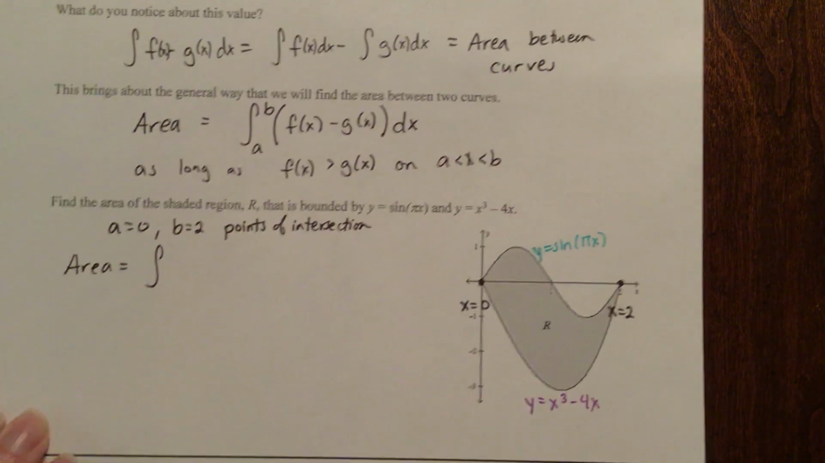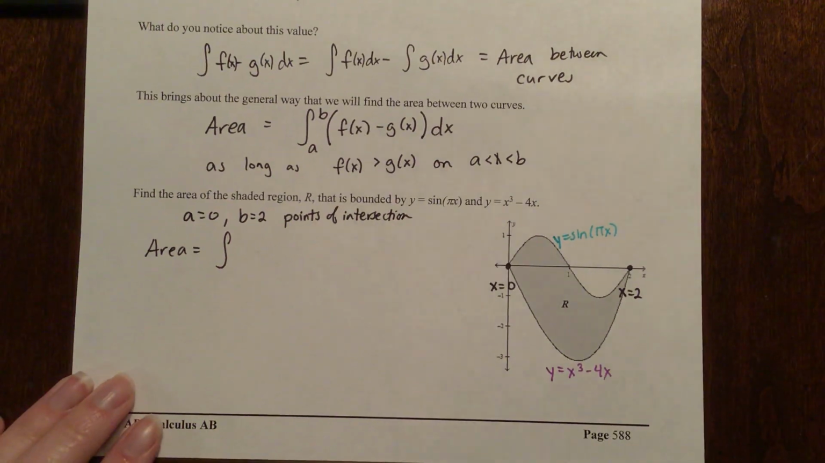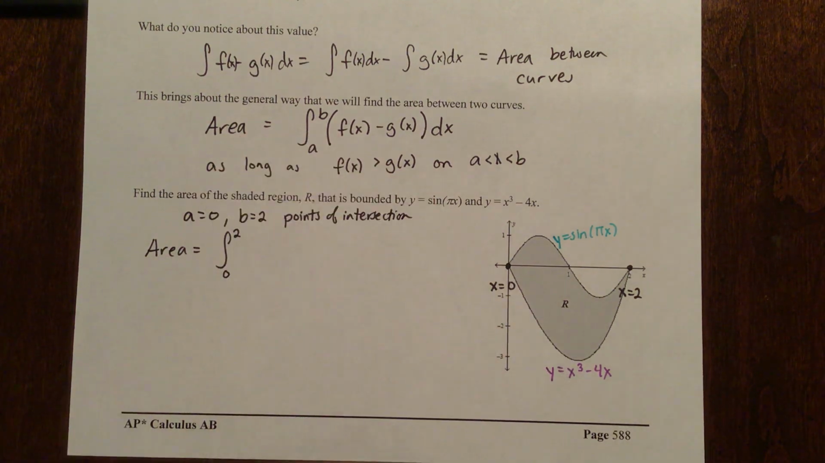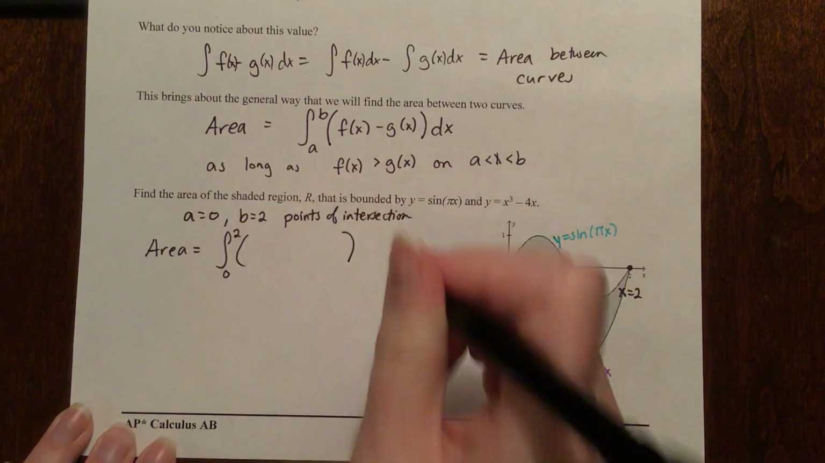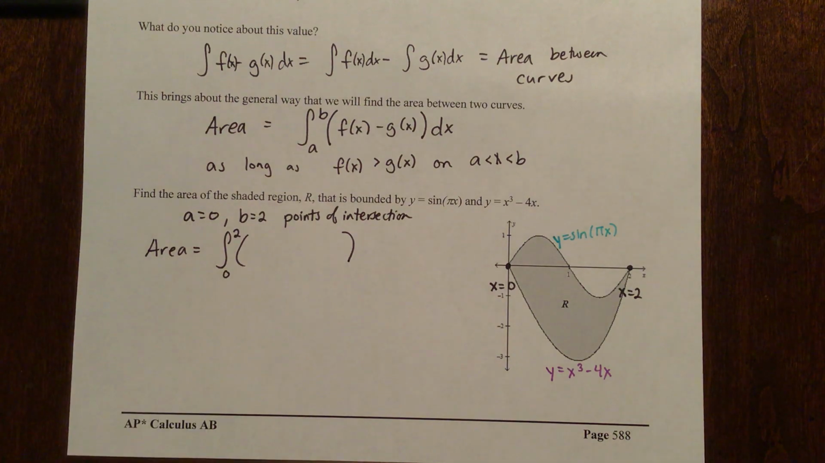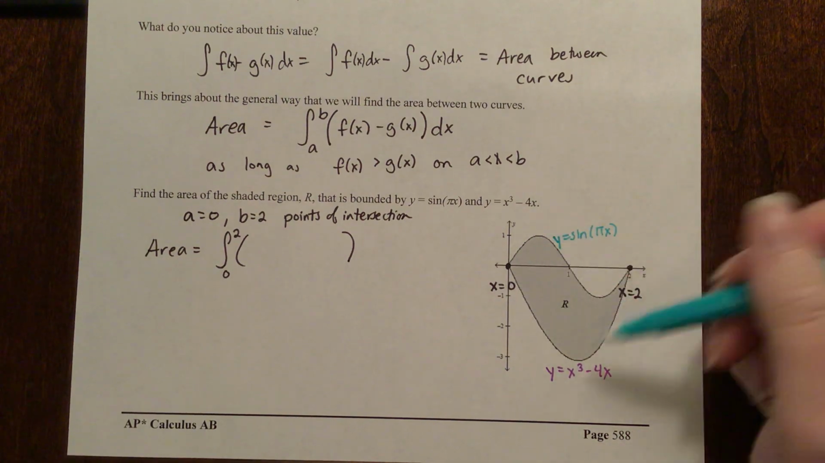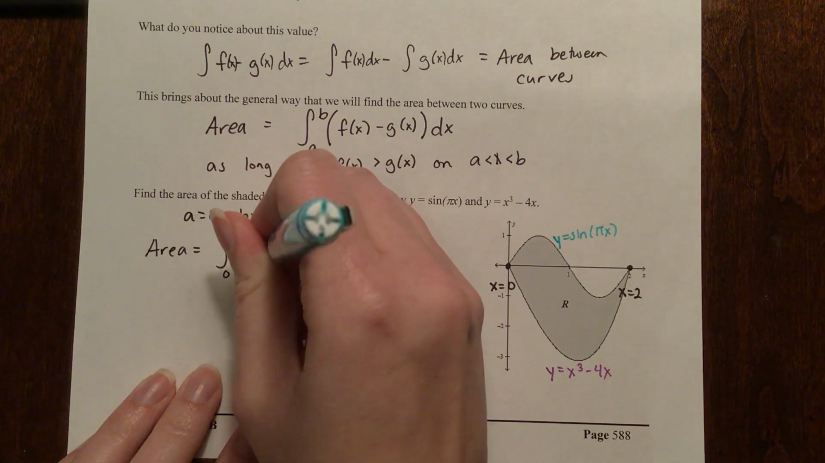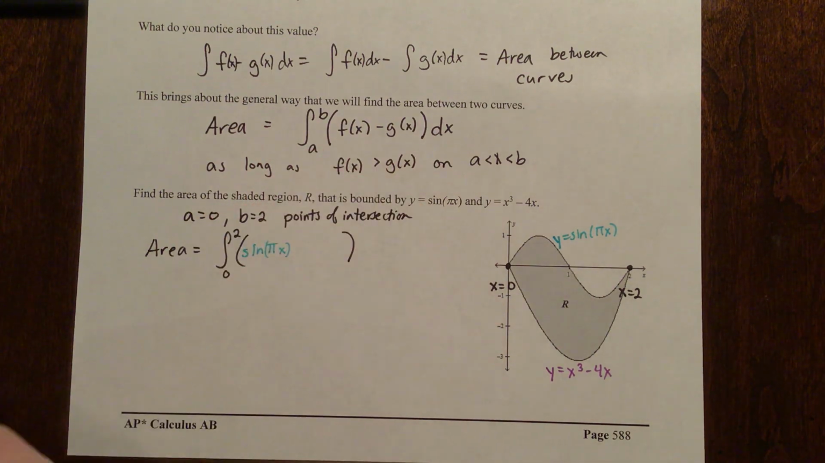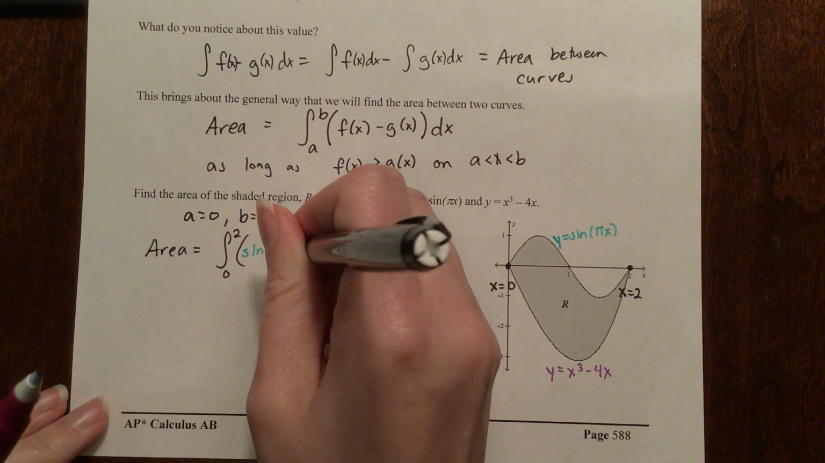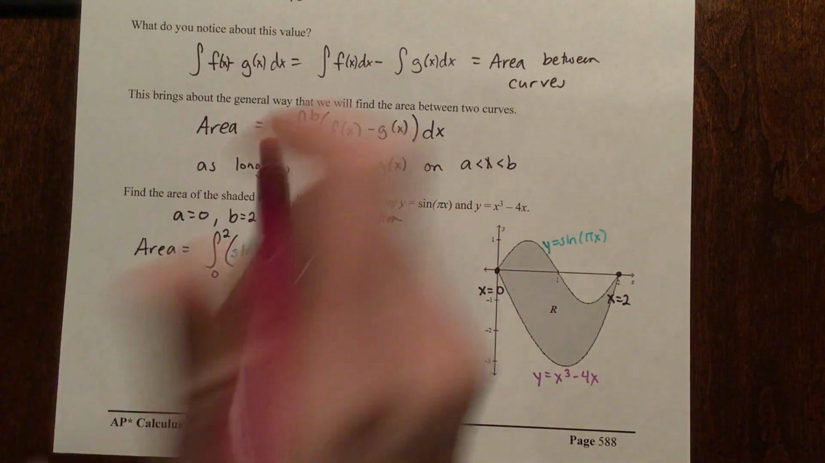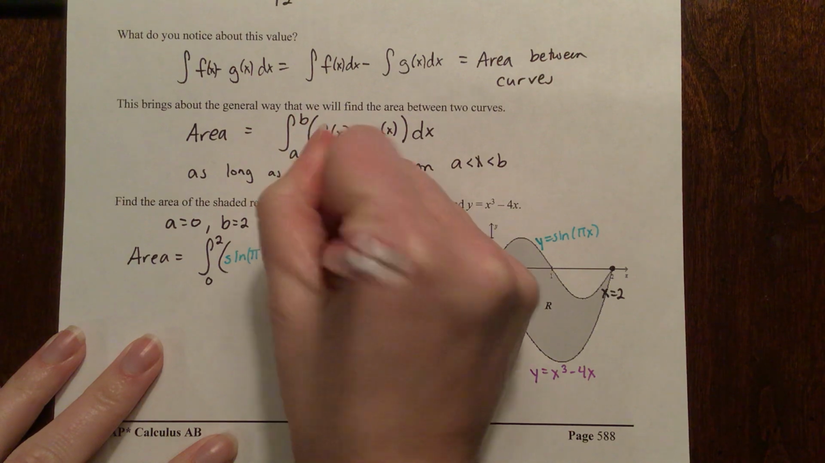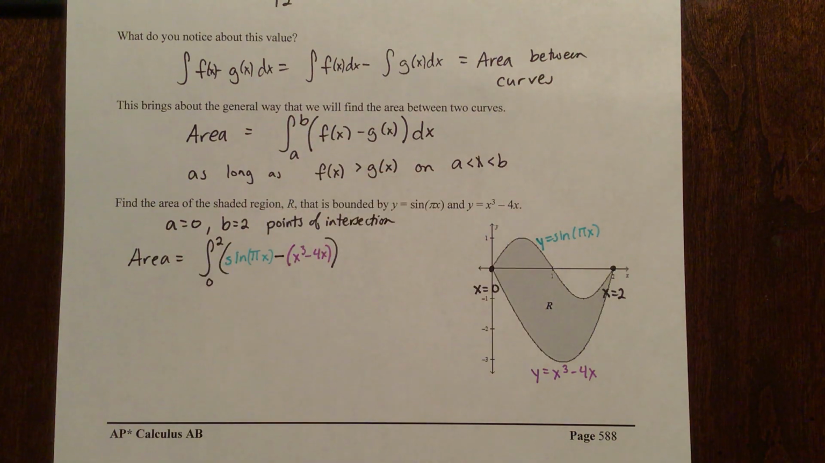Awesome. So the area between our two curves equals the integral from a to b, that's 0 to 2, of f of x minus g of x, the top function minus the bottom function. So that's going to be sine of pi x minus x cubed minus 4x dx.